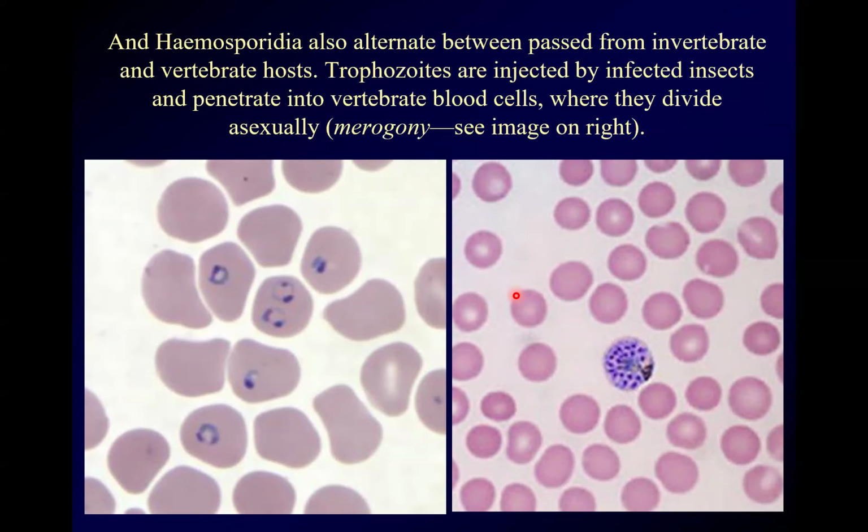An infected mosquito will inject a stage called a trophozoite. Again, I'll never ask you to explain the meanings of these words, but tropho is a Greek root meaning to feed. So trophozoites are the feeding stage. The trophozoites are injected and they penetrate into, I say vertebrate blood cells. Technically, in humans, the very first stage penetrates into liver cells, reproduces asexually in the liver, bursts out of the liver cells, and goes on to infect blood cells.